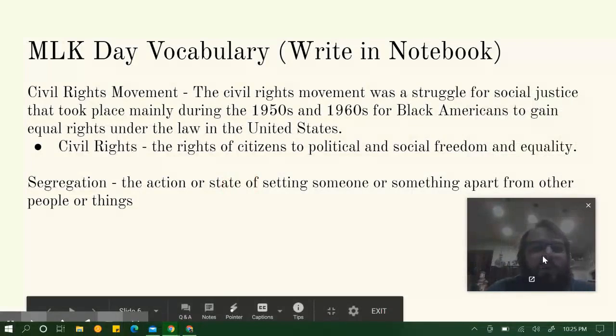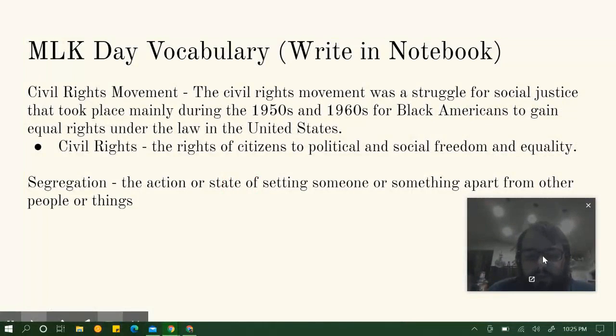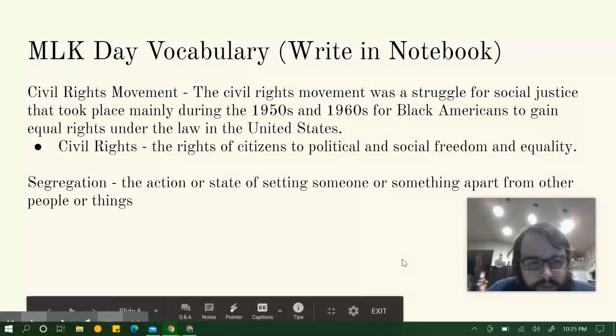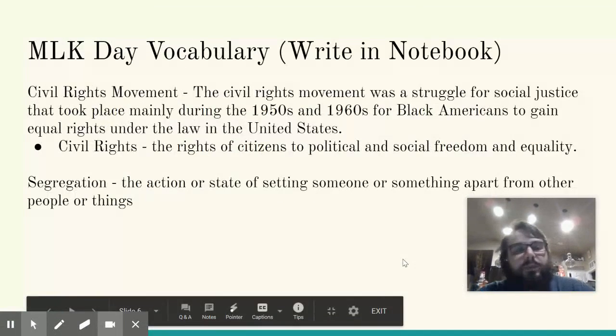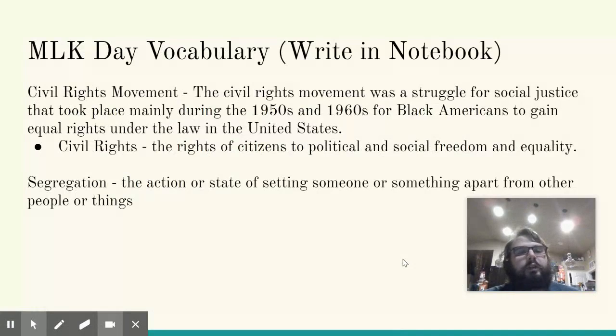First thing you're going to do for MLK Day, we've got some vocabulary for you guys, and you can go ahead and write those in your notebook. Did I skip something? Let's see here. No. All right. So, first vocab word is the Civil Rights Movement.